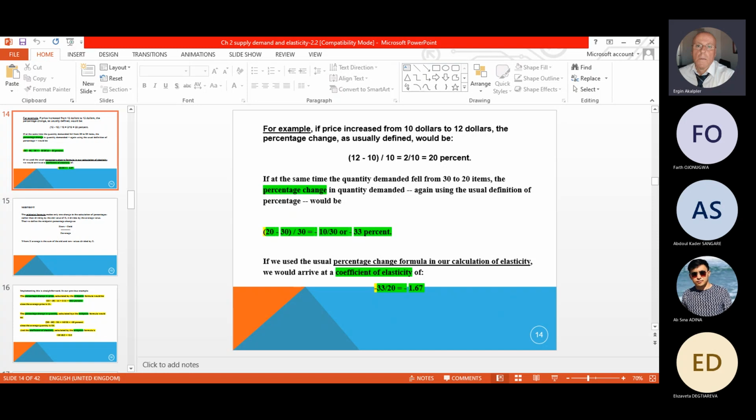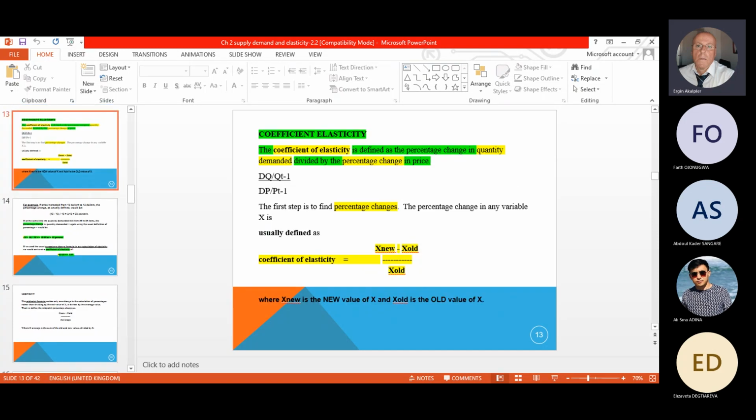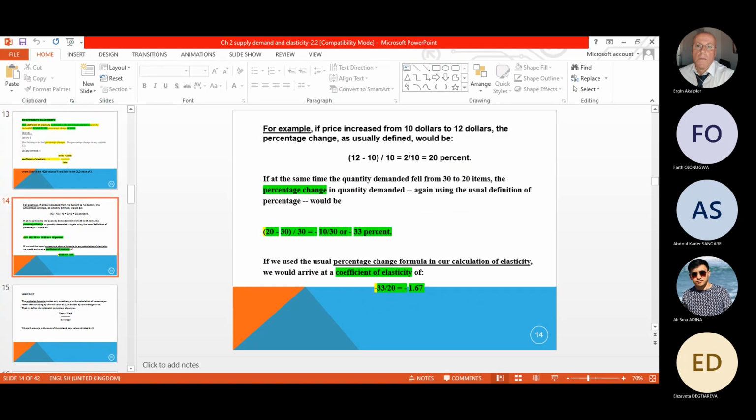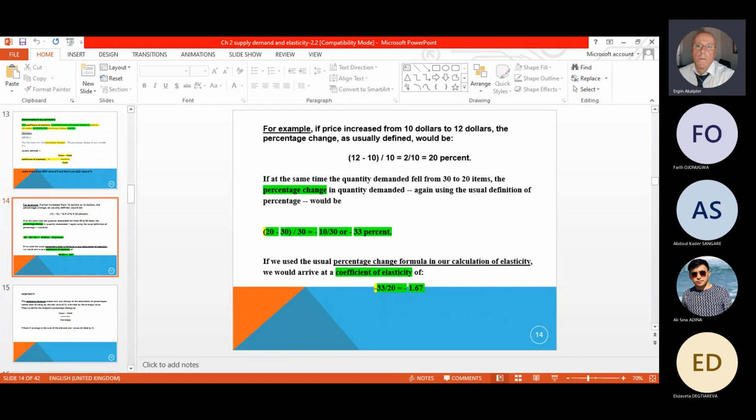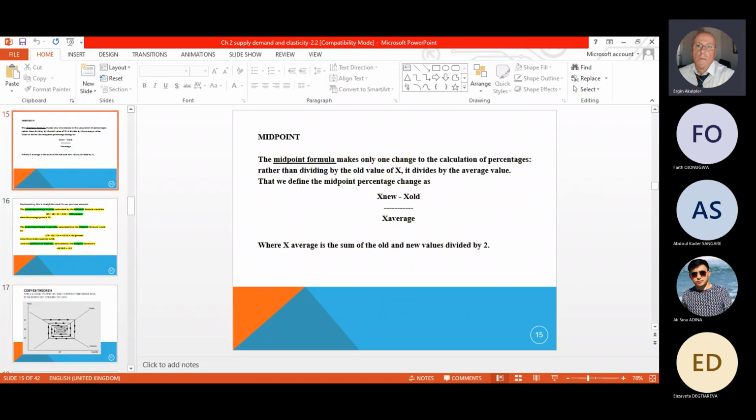We are using the coefficient, okay? Because in the coefficient, as you see, it is new minus old divided by old. In the midpoint, we divide new minus old by the average, which means you sum new and old and divide by 2 for finding the average. You will see in the example.